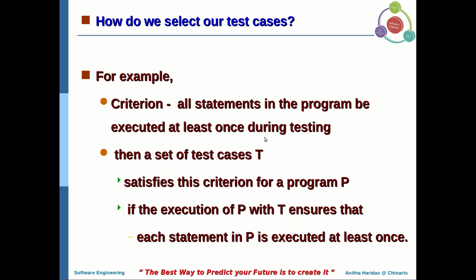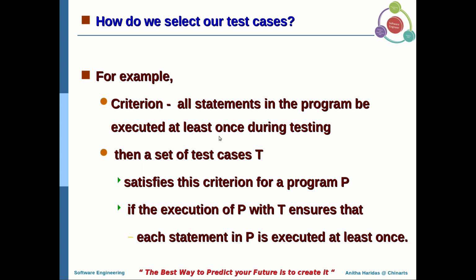So what do I do now? I have to write two test cases. What are the two test cases? One for A greater than B, another for A less than or equal to B, so that both the true block as well as the false block will be executed at least once in my test cases. So that is what you call a criterion.